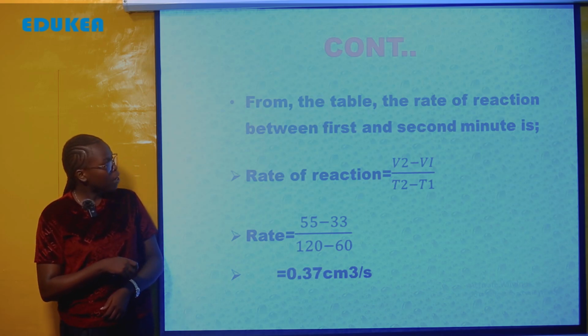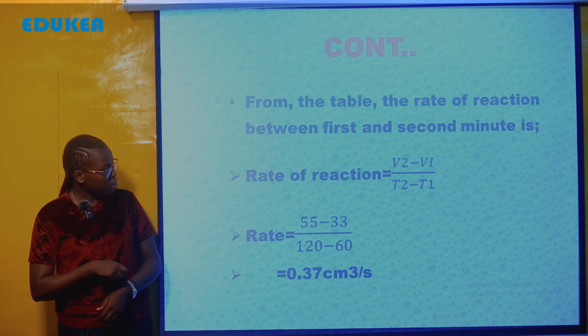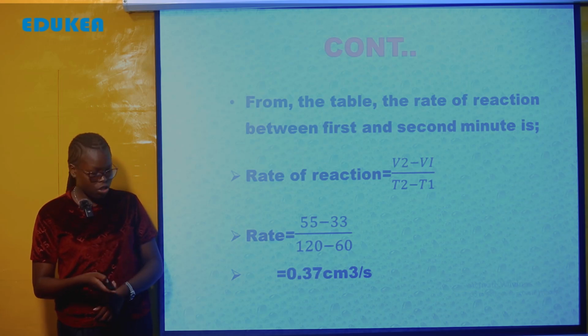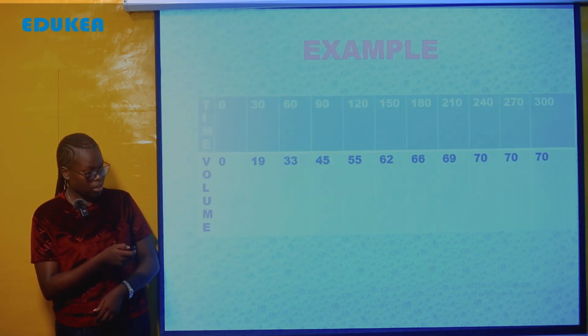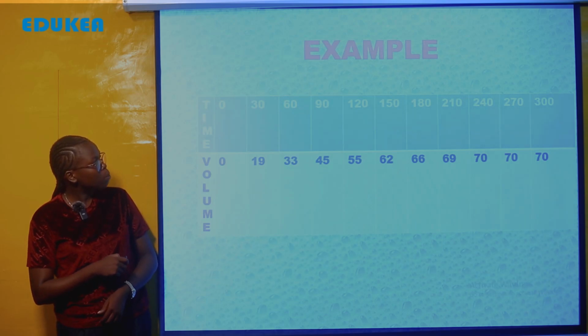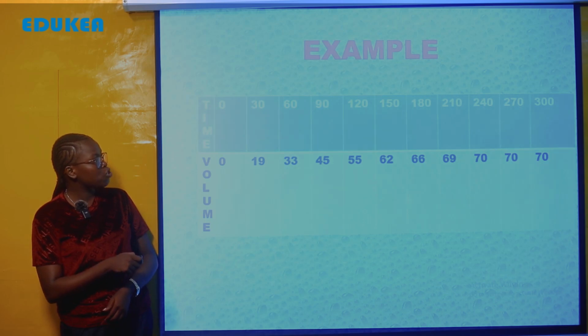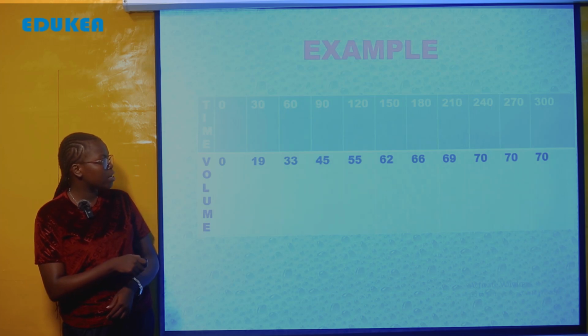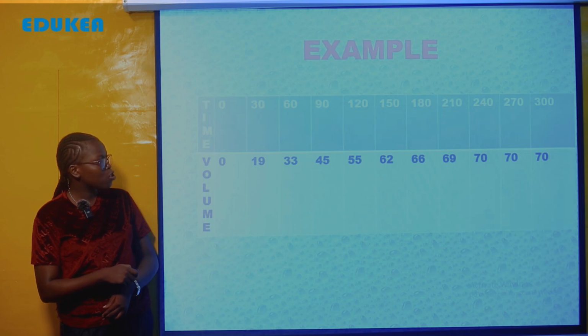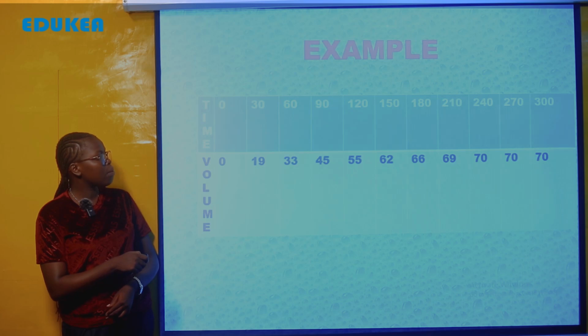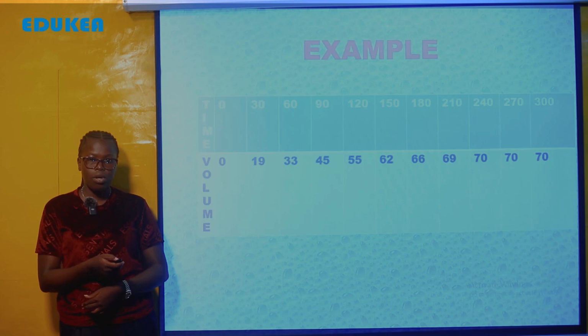Now, by considering at time 60 na 120 kwenye table yetu, tumeambiwa tutafute rate of change between time 60 na 120. Kwa tutachukua change in volume ambayo katika 120 ilikuwa ni 55 na katika 60 ilikuwa ni 33. Kwa tutachukua 55 minus 33 na katika over time ambayo ni 120 minus 60. Hapo tutapata the rate of a chemical reaction.